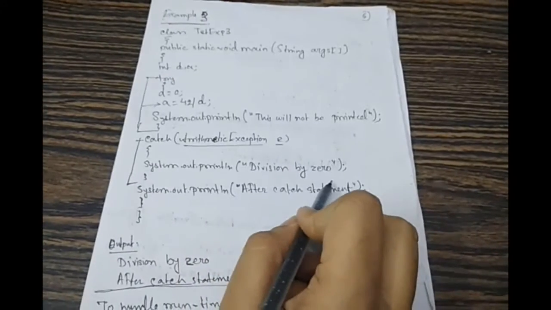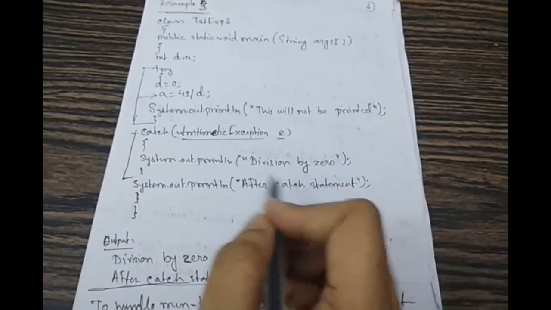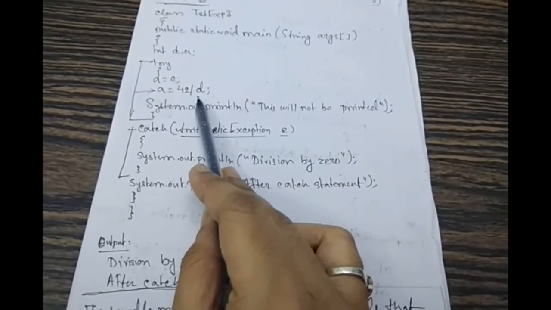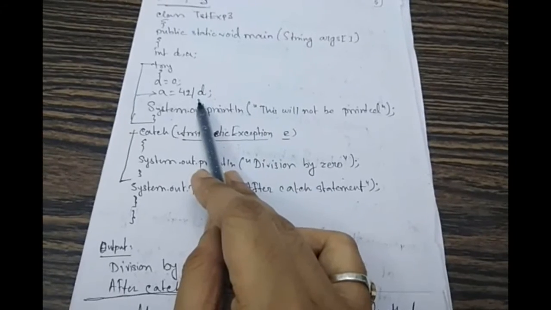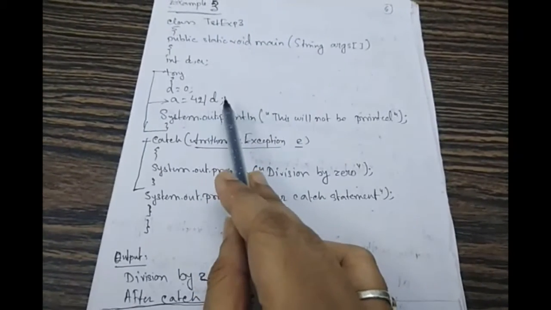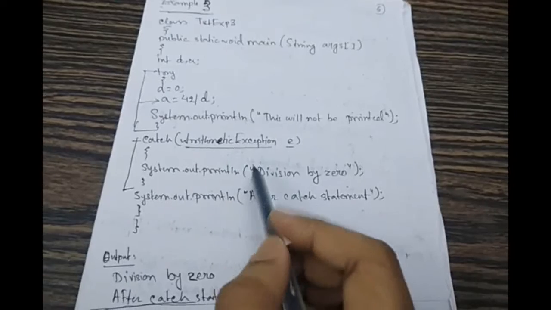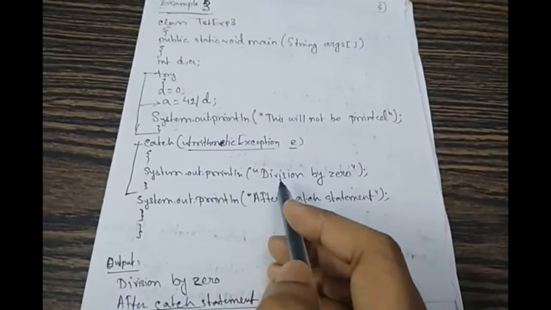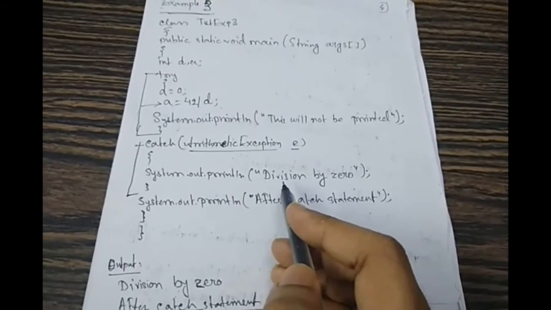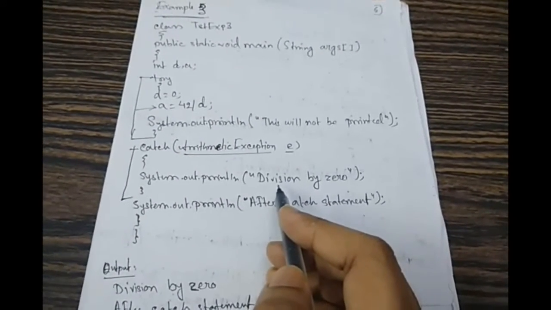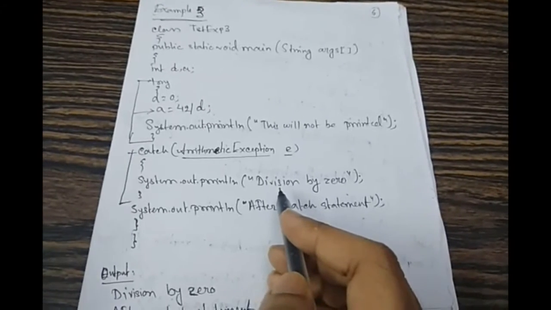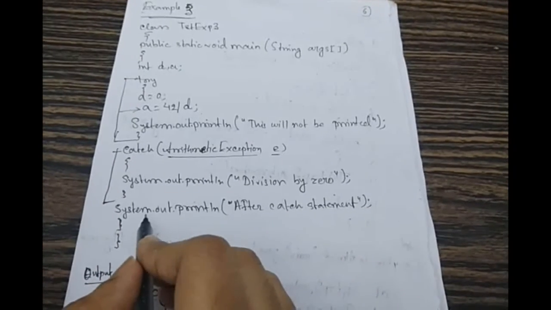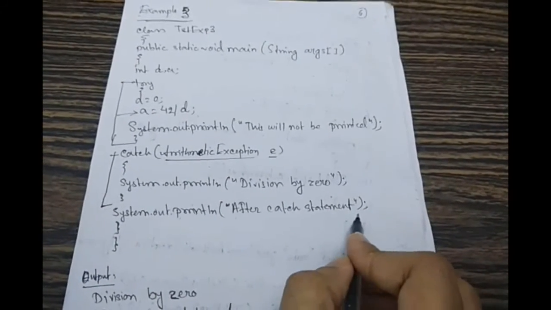So in catch block we simply write system.out.println division by 0. So whenever the program executes, if this causes the division by 0 error, and that is an arithmetic exception, catch will give you some idea about that. That means the error occurred for a statement where division by 0 is present. And next we write system.out.println after catch statement.